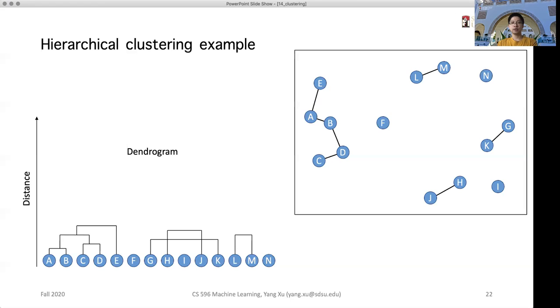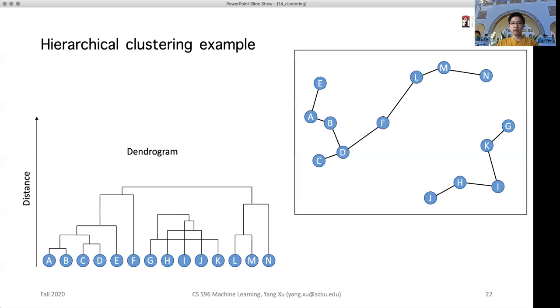So E will be connected to the cluster in ABCD. And the next one will be HI. HI will be connected. And KI, LN, FD, FL. Okay, so now almost all the clusters are connected. After N and G are connected, we will have only one cluster left. So at this step, we can claim that we finally have one cluster, which is meaningless because we need more fine-grained separation among the data points.